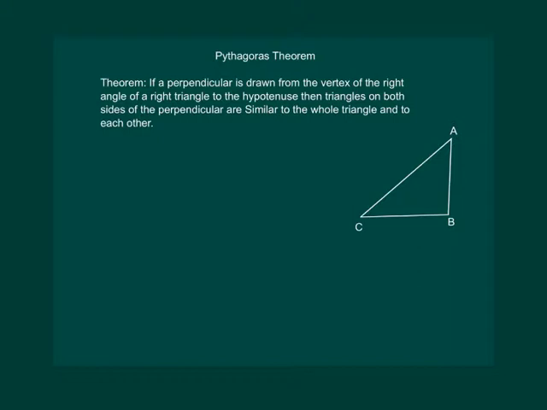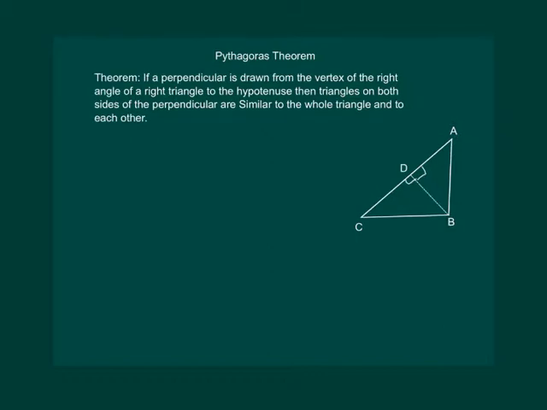That means we have a right triangle ABC, right angled at B, and we draw a perpendicular from the right angle of the right triangle to the hypotenuse. Then the triangles formed, that is triangle ADB and triangle BCD, are both similar to the triangle ABC and they are also similar to each other. Let us start with the proof.